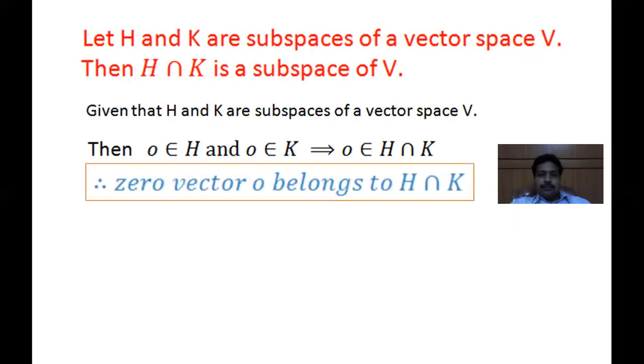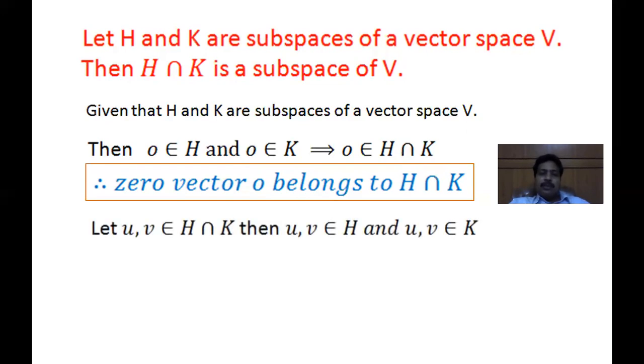So zero vector O belongs to H intersection K. Here notice that whenever H and K are subspaces of V, H and K are subsets of V, and H intersection K is a subset of H, and H intersection K is a subset of K, which are subsets of V. So clearly, H intersection K is a subset of V. And just now we have proved that zero vector O belongs to H intersection K.